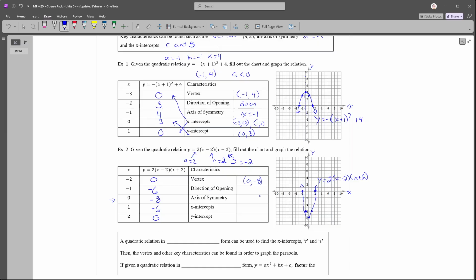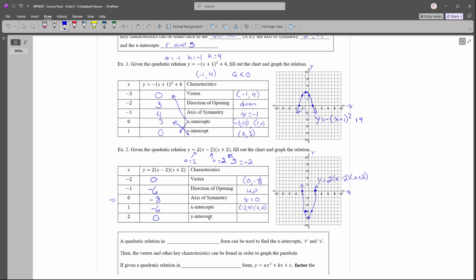So what direction is it opening? Well, it's opening up. We can see that in the graph. We can also look at the a value. The a value is greater than 0, so it's opening up. Axis of symmetry. Where does it turn around? Right at the value of x equals 0. We can see that by looking at the vertex. X is equal to h. H is 0, so x equals 0. The x-intercepts, where is it touching the x-axis? It's touching it at -2 and +2. So we have the values -2, 0, and we have +2, 0.